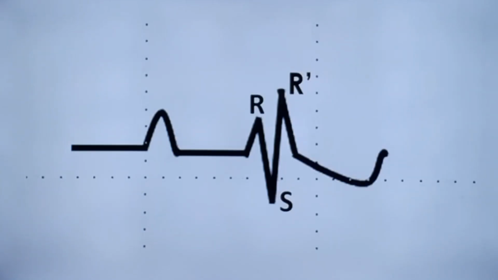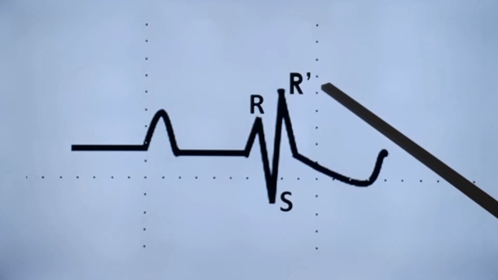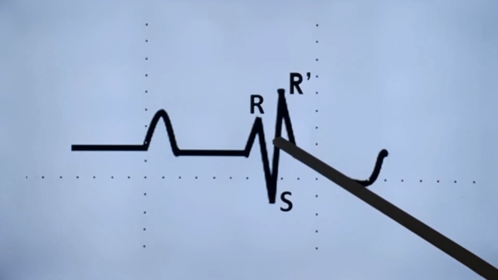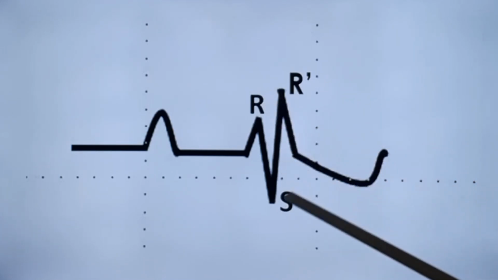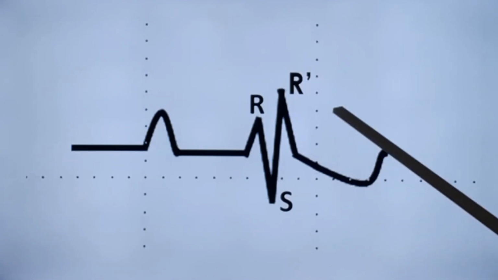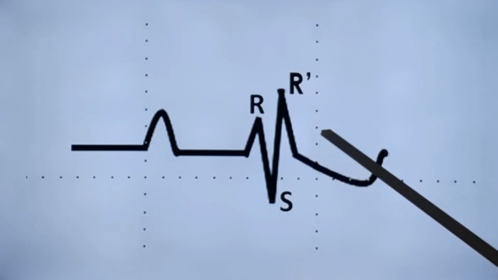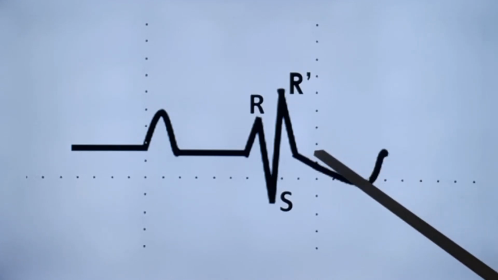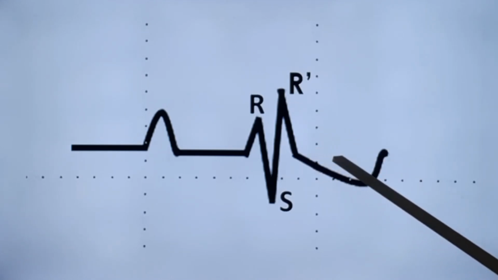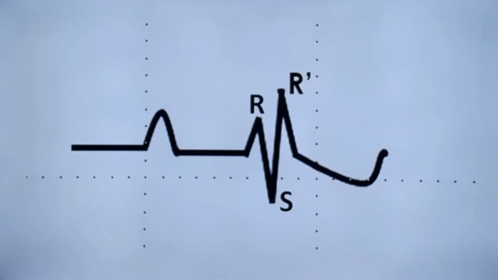When there are additional waves, they are named as R prime like this. This is an example of an RSR prime pattern, typically seen in V1 in case of right bundle branch block. The secondary R wave or R prime wave is due to delayed activation of right ventricular free wall in case of right bundle branch block. So this is an RSR prime pattern.